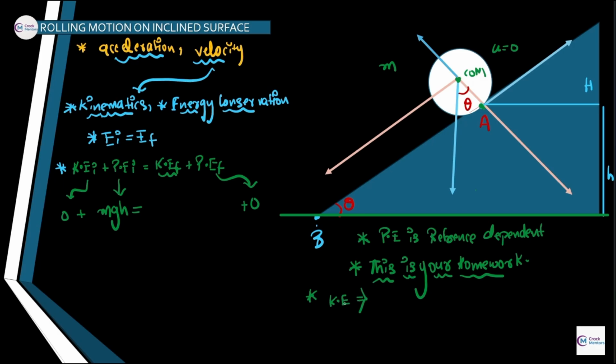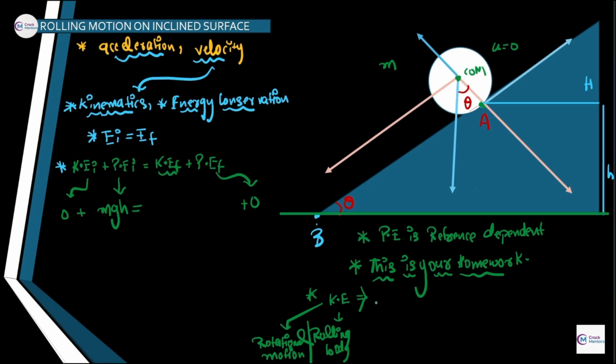Now, what is the kinetic energy of the body? As we can see, the kinetic energy is not just that of a body performing only translational motion. This body is performing rolling motion, which has both kinds of motion, rolling motion as well as translational motion. So the kinetic energy of this body will have both kinetic energy of translation plus kinetic energy of rotation.